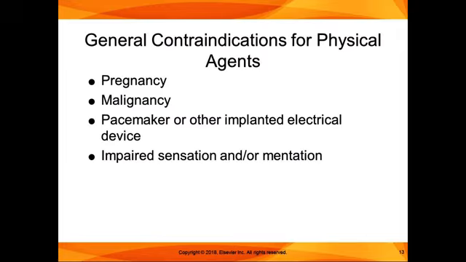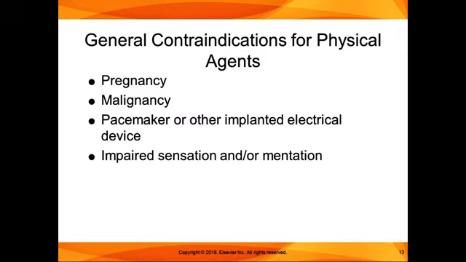Pacemakers or other implanted electrical devices are a general contraindication for any physical agent because the energy of the agent can reach the implant and affect it. It can alter the functioning of the device. So it's not just pacemakers, it's also deep brain stimulators, spinal cord stimulators, implanted cardioverter defibrillators or ICDs. There are a lot of new implants now. A lot of type 1 diabetics have insulin pump implants. So any implanted electrical device is a contraindication for a physical agent.